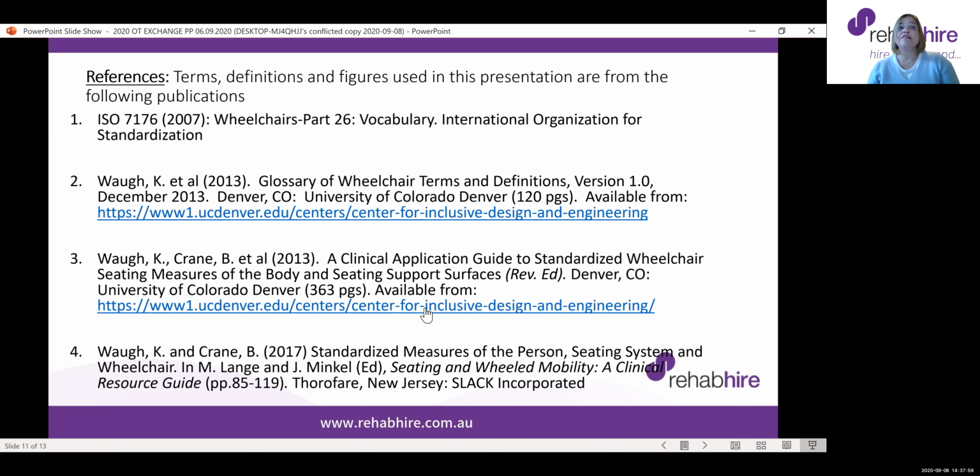These are the references that I told you about earlier, and you can see that there's a download link for the glossary of wheelchair terms. They have not all been validated, but it is a good working document for naming parts of the chair. And the clinical application guide to standardized wheelchair seating measures has been verified and validated, and therefore you can download it here. There's also another really great reference called the Seating and Wheeled Mobility Clinical Resource Guide. It was developed by Michelle Lang and Jean Minkle in the States, and Kelly and Barb have written a chapter in that book that helps to explain also the application of the term, so you might find that to be really interesting.